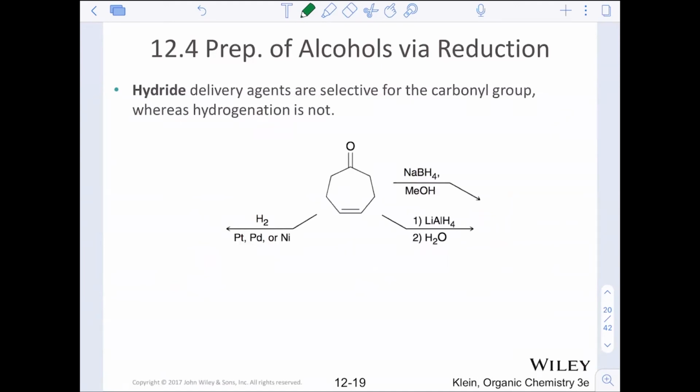All right, hydride delivery reagents are selective for the carbonyl only with sodium borohydride and lithium aluminum hydride. So looking at this symmetrical ketone, we see that whether we use sodium borohydride or lithium aluminum hydride, we will only get the alcohol as the final product. If you used H2 hydrogenation, you will get reduction of the ketone and you will get reduction of the alkene, right? So be very, very careful using hydrogenation. Catalytic hydrogenation will reduce the carbonyl and the alkene, whereas our hydride delivery agents, NaBH4 or LAH, will only reduce carbonyls.